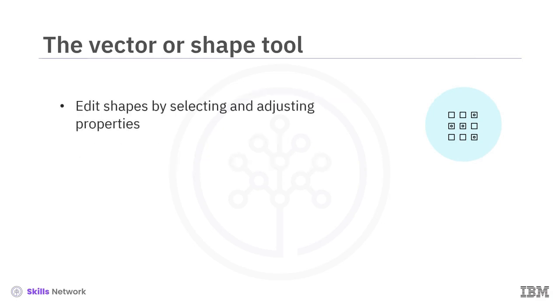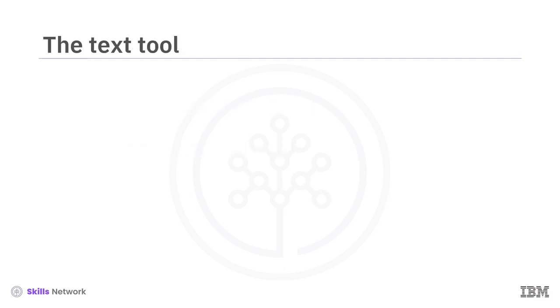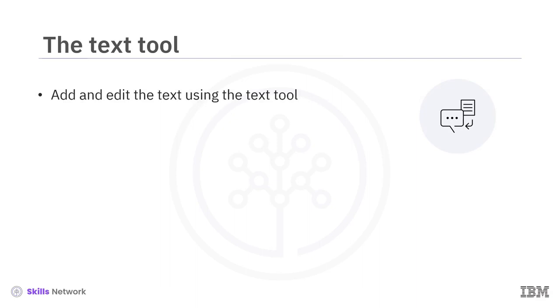To edit a vector shape, select it with the selection tool and then use the vector tool to adjust its properties. You can combine vector shapes using the Boolean operations, which allow adding, subtracting, intersecting, and excluding shapes from one another. You can use the text tool to add and edit text in designs.